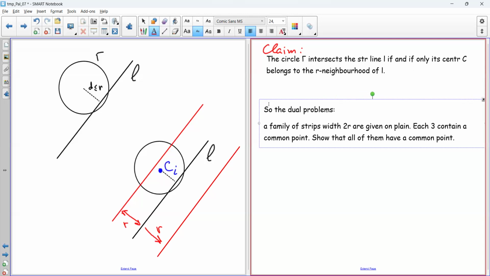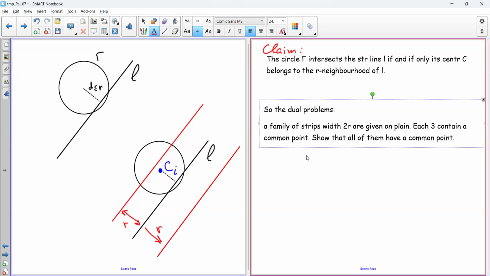Right? So if we want to show that all the straight lines could be intersected by the same circle of radius r, that means that their strips, or their neighborhoods, all must contain the center of that circle. So we have this neat reformulation.